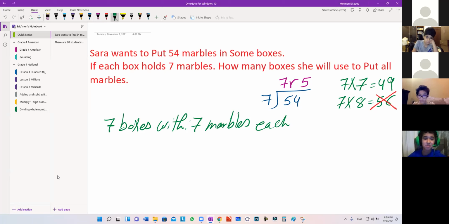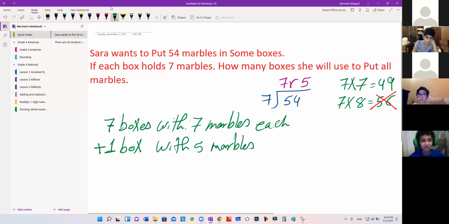But we have 5 marbles left over, so she needs to put them in another box, right? Yes. So we need 1 more box here, with 5 marbles. So in total, how many boxes will she use? 8 boxes. You are genius. Thank you, Majid.